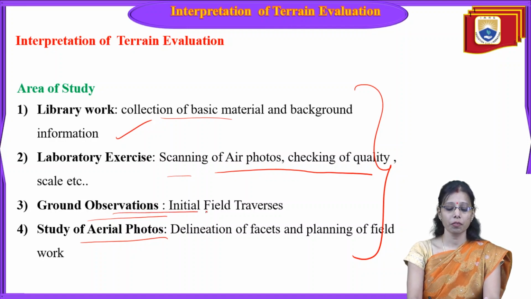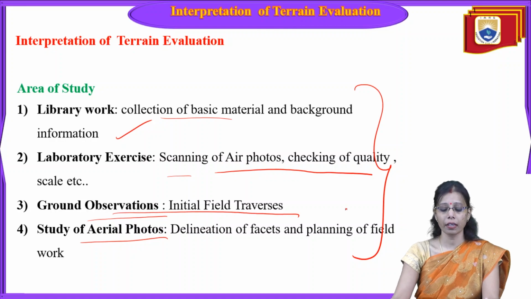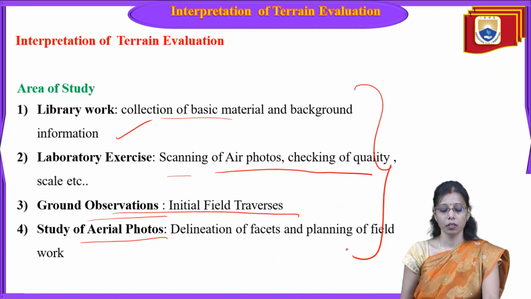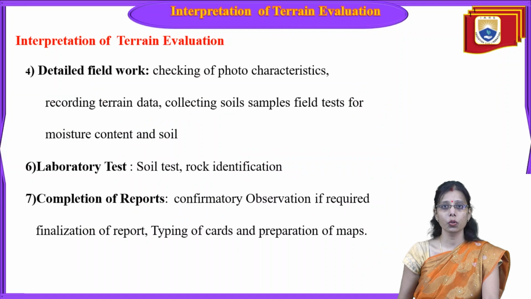Now, ground observations. So initial field traverses, we have to go with the ground observation. Whichever area is a doubtful area, that area can be visited and we can find out the initial field traverses, study of the aerial photos, delineation of the facets, and the planning of the field work. All these we have to go through before we go for the terrain evaluation.